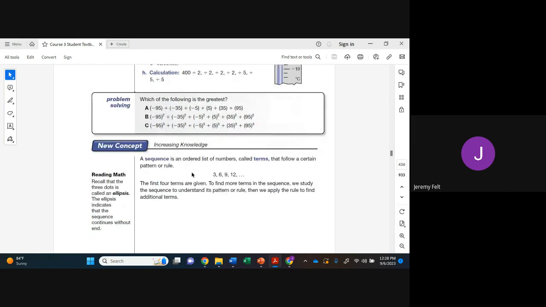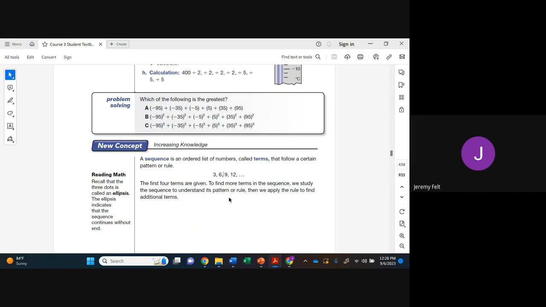So some new terms here. A sequence is an ordered list of numbers. We have a sequence right there, 3, 6, 9, 12. The terms follow a certain pattern or rule. So this would be our first term, second, third, fourth, and continuing on. So these are the first four terms.